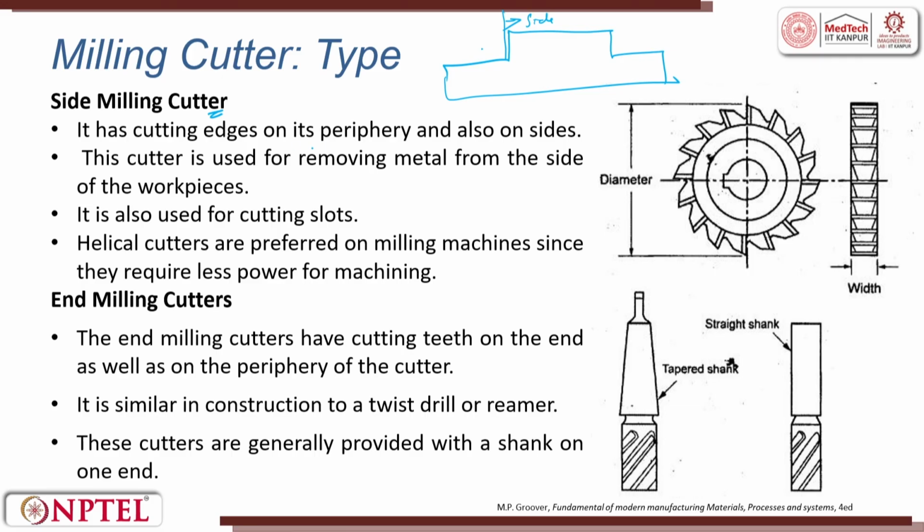It has a cutting edge on the periphery and also on the side. So, it can cut in this direction as well as this direction. This cutter is used to remove material from the side of the workpiece. It is also used for cutting slots.